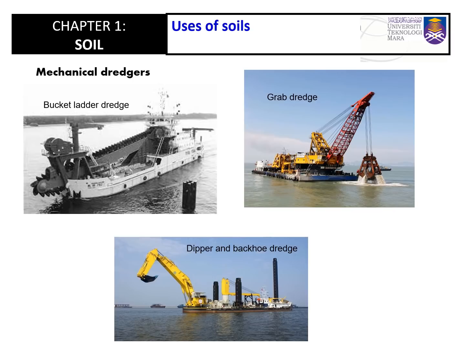So this one is mechanical dredges. The first one is bucket ladder dredge. So if you can see here, it's like a chain of buckets. So can you see the bucket here? So when the chain moves, the bucket will go, it's like the shape is something like this, and then it will go diagonally underneath the sea, and it will scoop, that bucket will scoop the sand, and it will bring up the sand into the storage ataupun into the barge. That is one, it's called bucket ladder dredge.